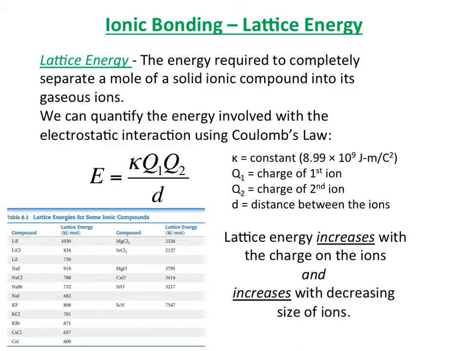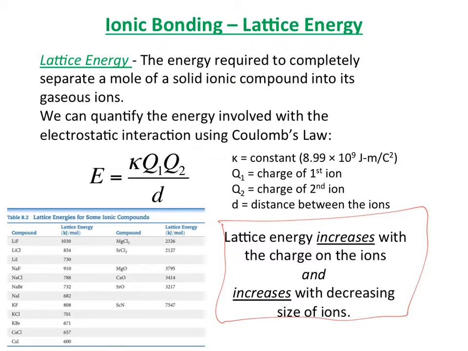It's really dependent on two things. When we think of lattice energy, which could be abbreviated L.E., we have some kind of constant times the charge of one of the atoms times the charge of the other atom or ion, divided by some distance. What distance between the ions? How big are these ions? You can just remember this rule: lattice energy is going to increase with the charge on the ions and increase with decreasing size of the ions.